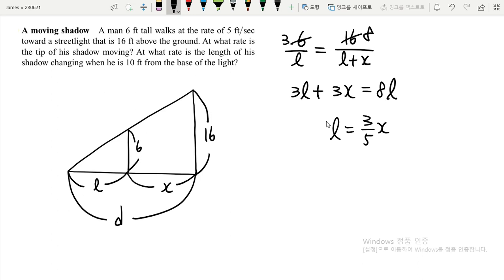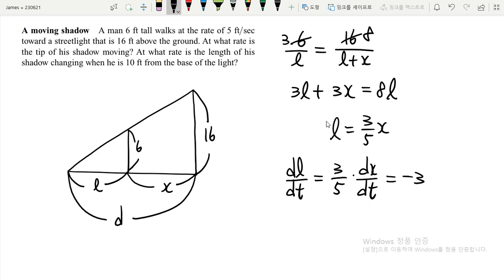So first, let's find the rate of change in the length of the shadow. If we differentiate this equation, dx over dt in this case is -5 because it's decreasing. The man walks toward the light, so x should be decreasing. So if dx over dt is -5, this is -3. Am I right?